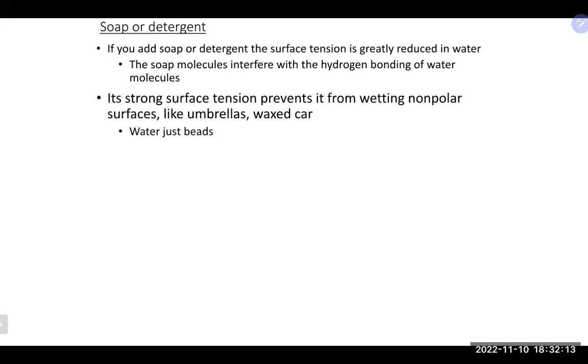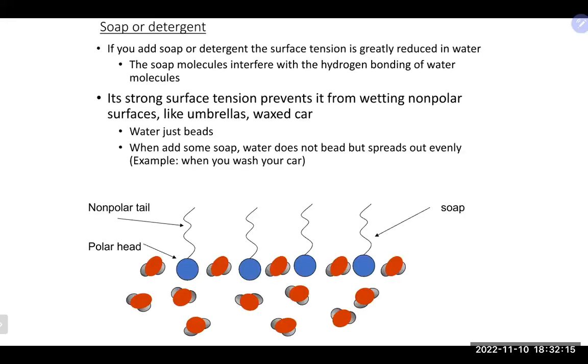Now, that's also why we can sometimes break that surface tension, and we can use something like soap to do that. For example, if you add soap or detergent, the surface tension in water is greatly reduced. By the way, soap is pretty much two things. It's a really long chain of carbons and hydrogens, represented by my zigzag line here. And then at the end, it has this group here, which is really a carboxylic acid type group. And this part of the molecule is polar.